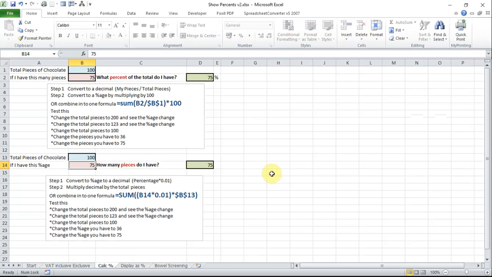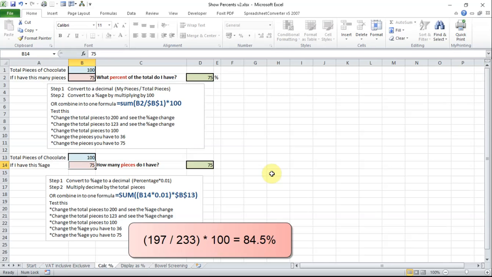To work out the percentage you have of something, you use a two-step process. The first thing you do is convert to a decimal by dividing the part that you have by the total of the whole thing, and multiply this by 100. If you have 233 invited wedding guests and 197 have RSVP'd, the percentage that you have is 197 divided by 233, and this in turn multiplied by 100. And you can see that this will be 84.5% that have replied.